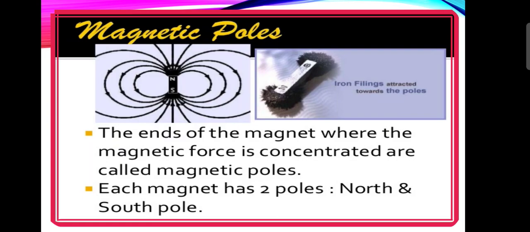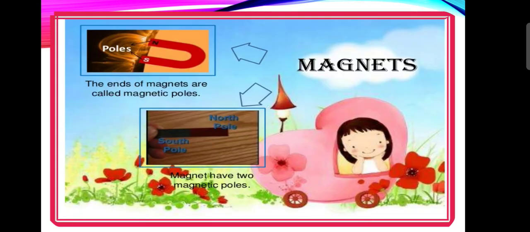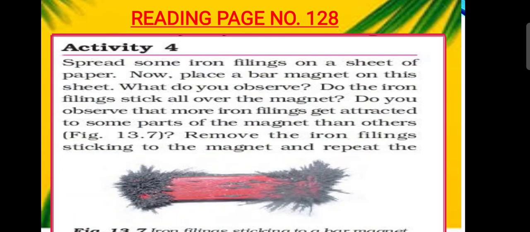Every magnet has two poles, north pole and south pole. We will also understand how we call them north and south pole. So here we came to know the ends of magnets are called magnetic poles, and a magnet has two magnetic poles, north pole and south pole.